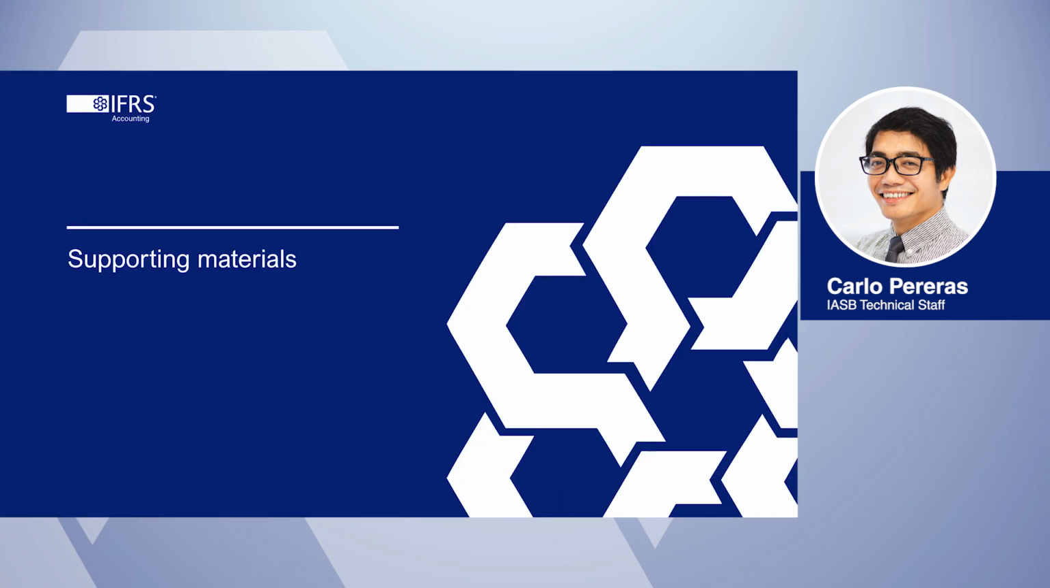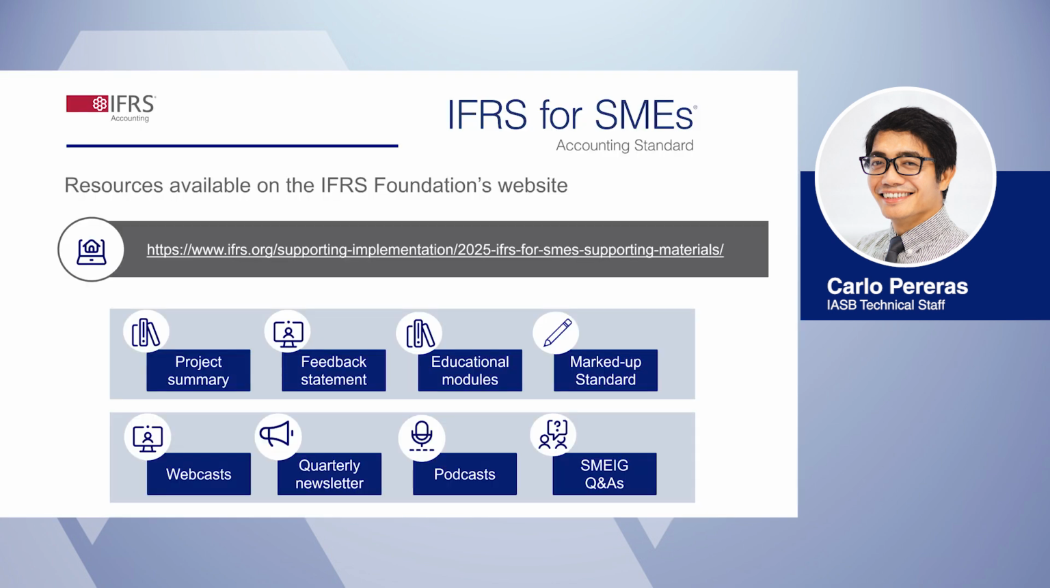Let's look at what other resources are available to support an SME's transition to the third edition of the standard. The ISB published a project summary and a feedback statement and effects analysis alongside the third edition of the standard. It has also published a version of the standard showing changes since the second edition. The ISB technical staff is also updating the educational modules on the standard, prioritizing the sections with significant changes. These modules provide support to anyone learning about or applying the standard.